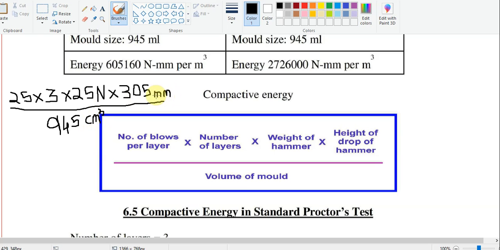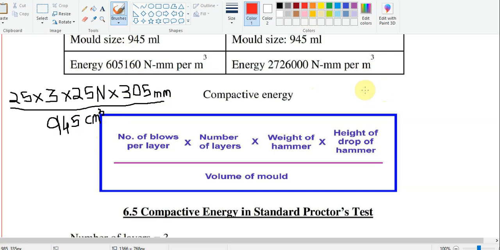So if you convert this mm into centimeter, or if you convert centimeter cube into millimeter cube, you will get this value, 605,160 Newton mm per meter cube. Okay. So if you keep this in Newton, if you keep this in mm, and if you take this in terms of meter cube, then you will get 605,160 Newton mm per meter cube.